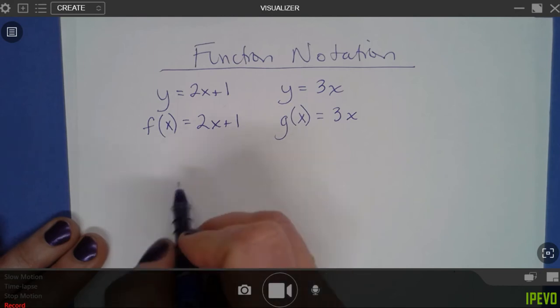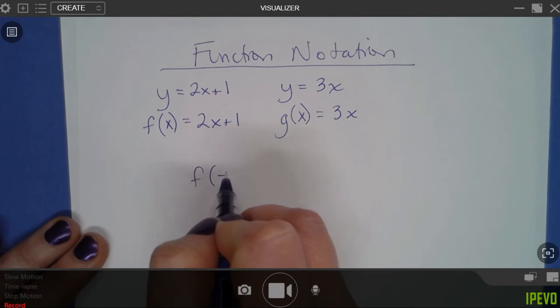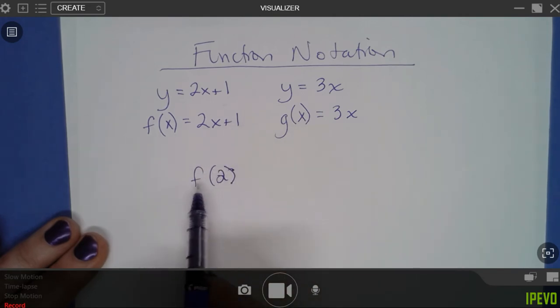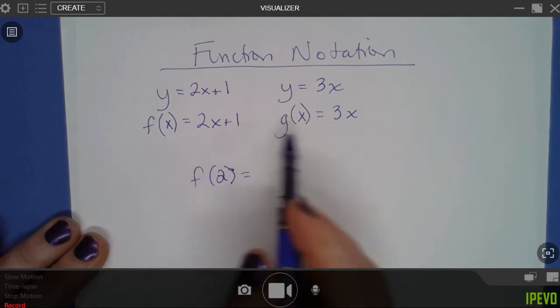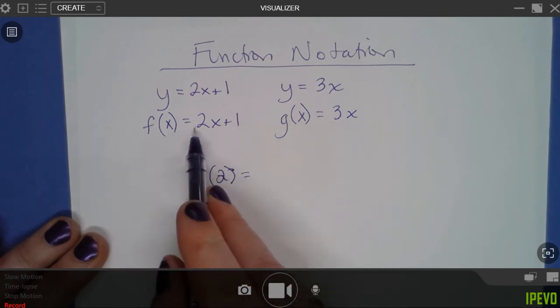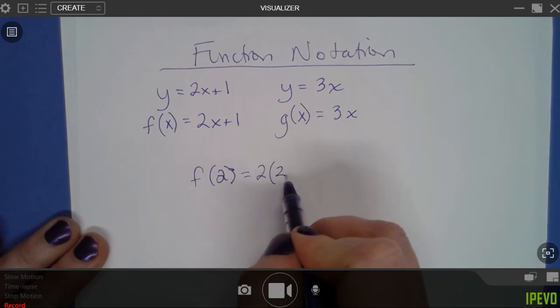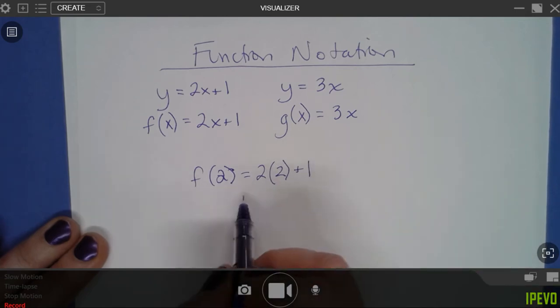What's nice about function notation is it's telling you which equation to use and what to put in for x. So if you see function notation like, let's say, f of 2, they're saying use the f function, and put 2 in for x. So I look up at my two functions here. Okay, everywhere there's an x, I'm going to replace it with 2. Now I'm going to simplify.